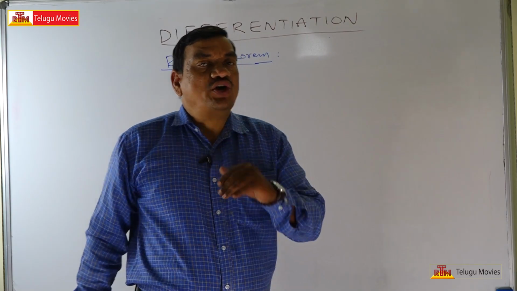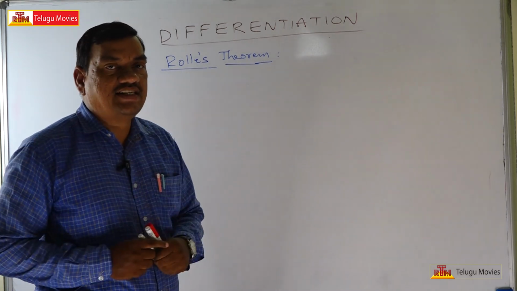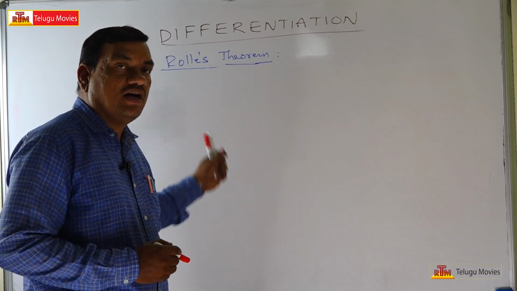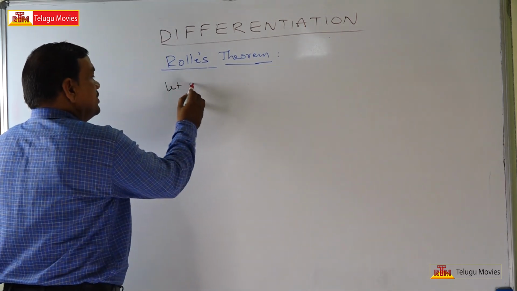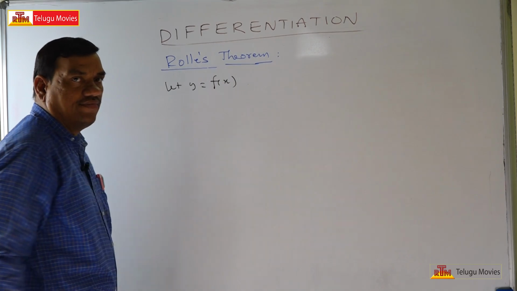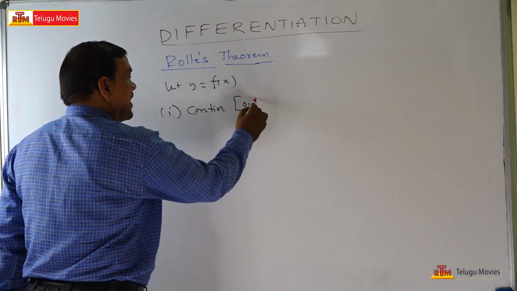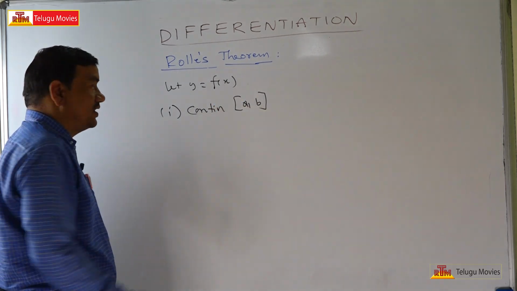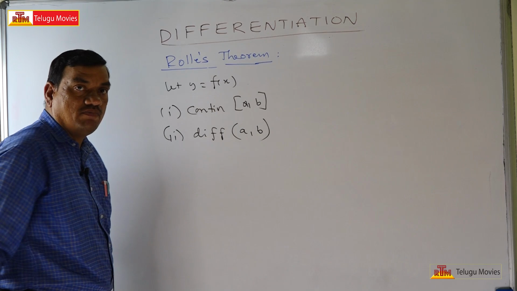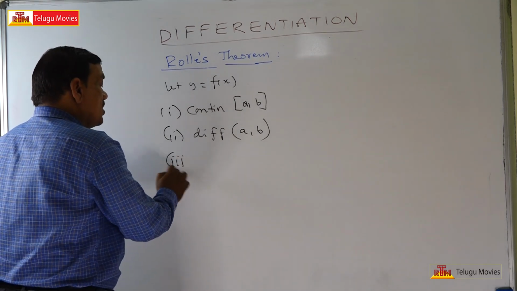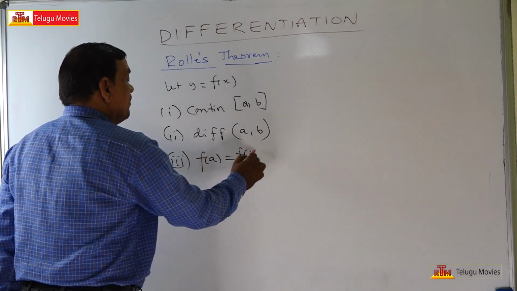Dear students, before starting the next problem, I want to explain Rolle's theorem. A very nice theorem it is. I already explained it in the previous videos, so I will give a brief introduction. Let y is equal to f of x be a function. The first one, it is continuous in the closed interval [a, b]. Second, it is differentiable in the open interval (a, b). Third, f of a is equal to f of b.